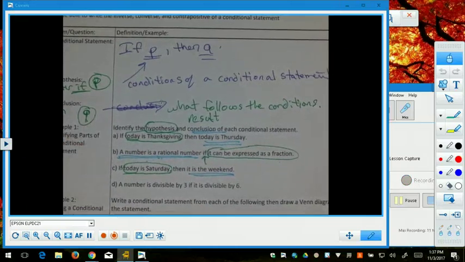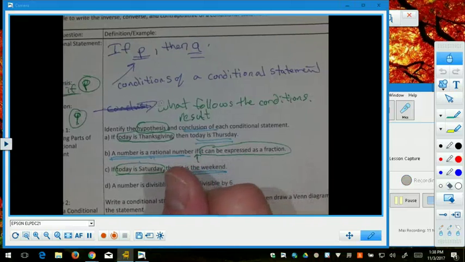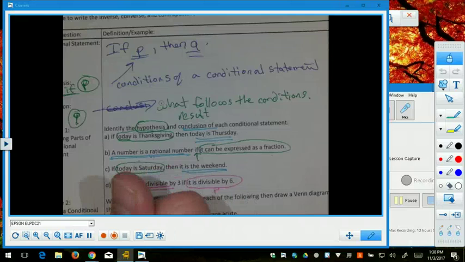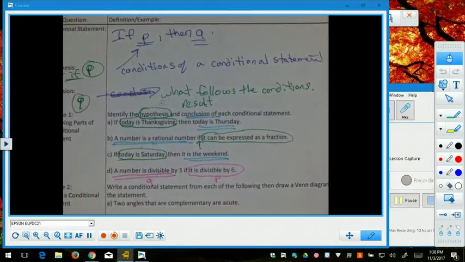Letter D, a number is divisible by 3 if it is divisible by 6. Well, you should know from the previous examples that it is divisible by 6 is the hypothesis. The number is divisible by 3 is the conclusion, even though it didn't have the word then.